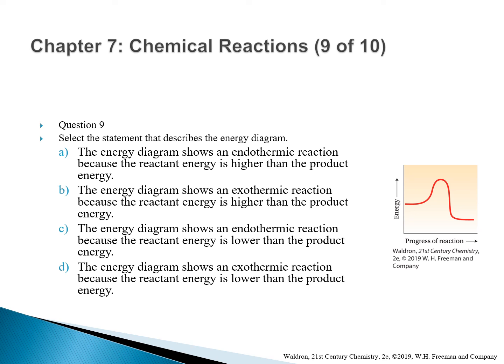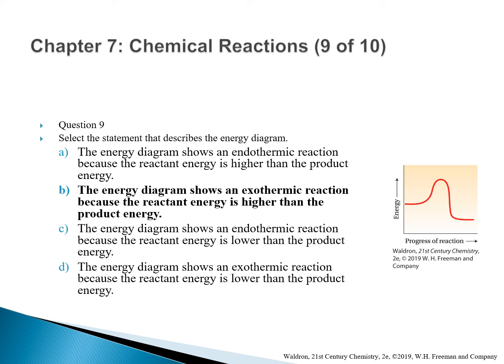Please pause your video here. The correct answer is B. The energy diagram shows an exothermic reaction because the reactant energy is higher than the product energy. So let me first label reactant on the left and then the product on the right. From the diagram, you can clearly tell that the energy of P is lower than the energy of R.